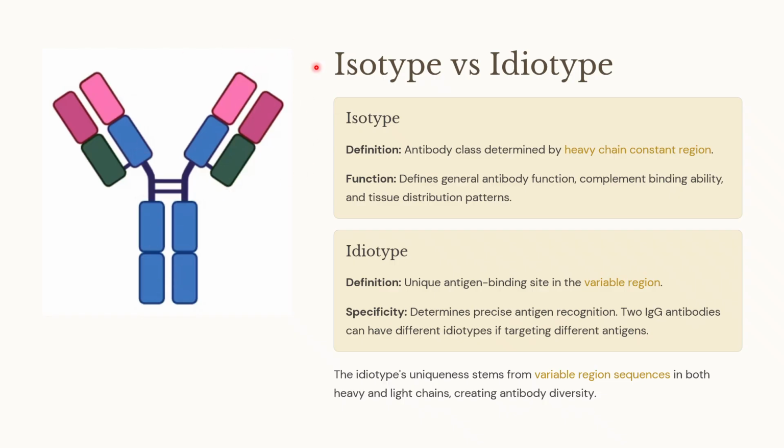In idiotype, it is the unique antigen binding site in the variable region. It will determine precise antigen recognition. Two IgG antibodies can have different idiotypes because they are targeting different antigens, but the isotype will be the same.